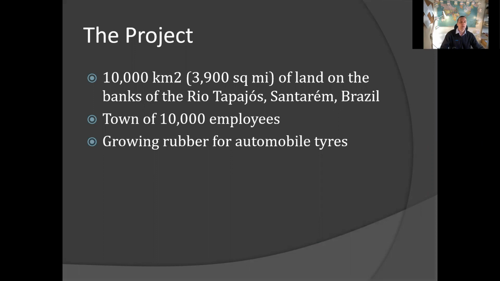He did a deal with the Brazilian government where they would give him 10,000 square kilometers of land to produce a rubber plantation, and in return, he would give them a 9% share of the profits. He decided then to start and develop the land and built a town for 10,000 employees, both American managers and local workers. And as I said, the aim was to grow rubber and develop a large rubber plantation for car tires and for other parts in the motor vehicle.